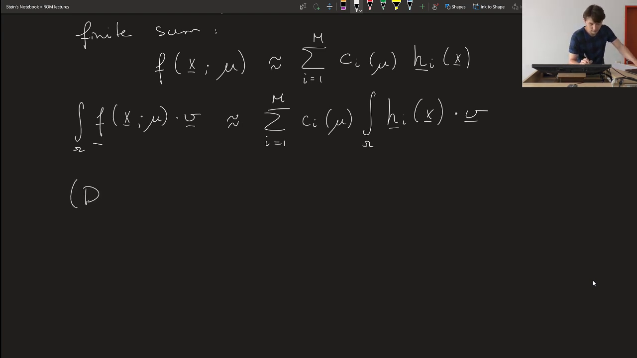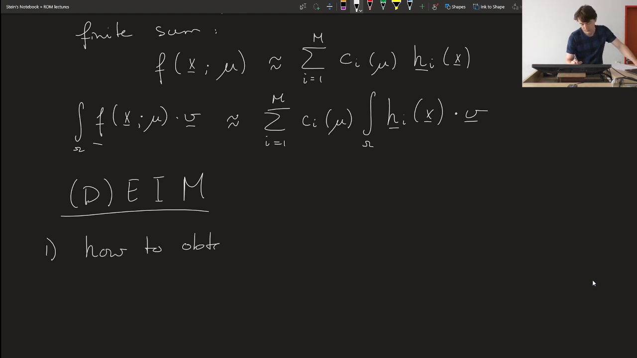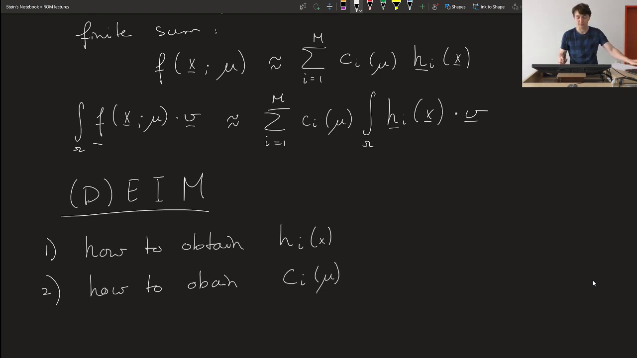So, discrete, we'll keep that in between brackets because that's the second method, but really first we're going to look at the empirical interpolation method. And so the questions that we have left are, firstly, how to obtain those functions, so how to obtain h_i of x, and secondly, how to obtain our coefficient functions, which are now functions of mu.